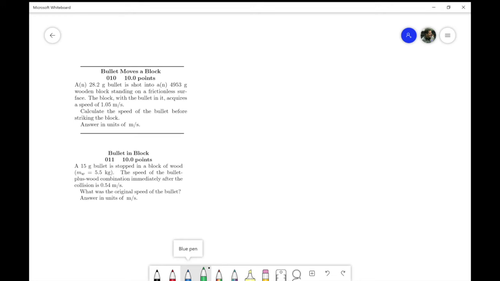So I'm going to do questions 10 and 11 together in this problem. With both of these, you have a bullet colliding with a block of wood and sticking into it. That means they're getting stuck together. Those will be inelastic collisions, so we're going to do both of them as inelastic collisions.